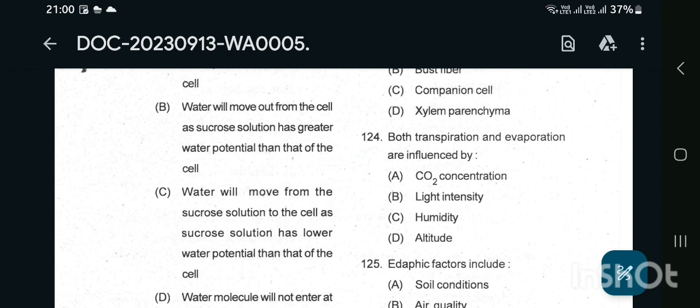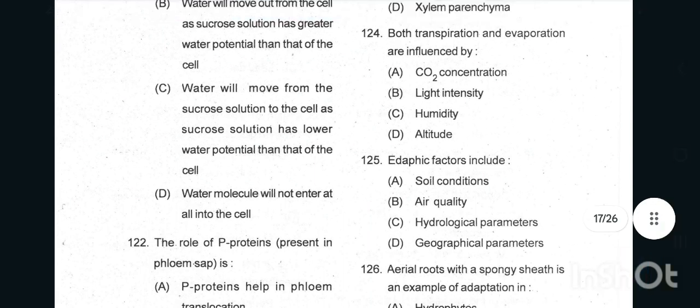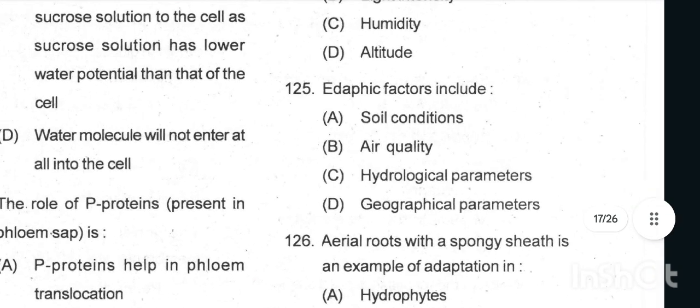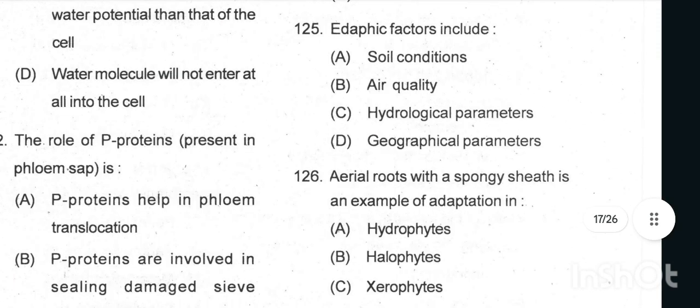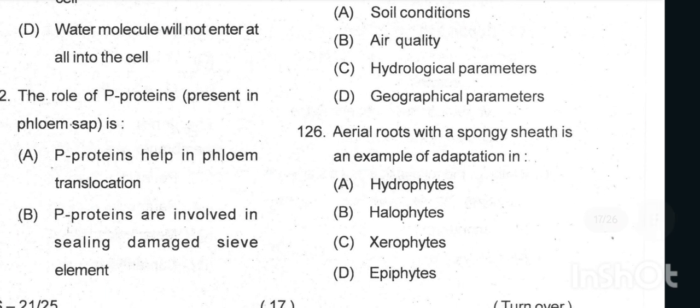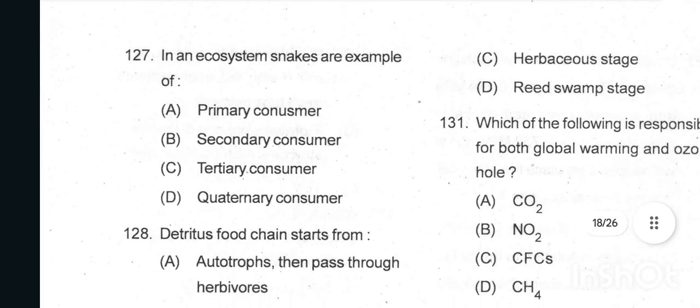Next, question number 125. Edaphic factors include the soil condition. It is related to soil condition. Then question number 126. Aerial root with spongy sheath is an example of the adaptation in epiphytes. Option D is the correct statement.